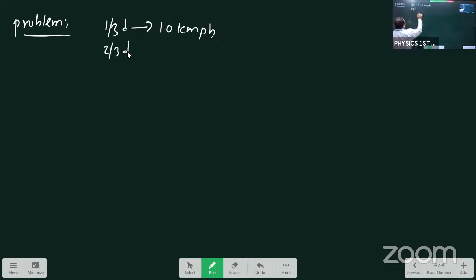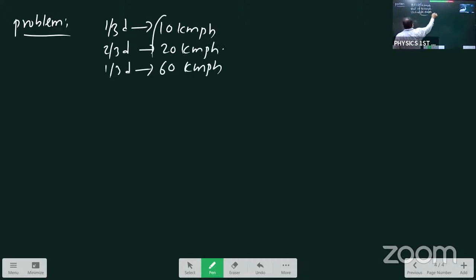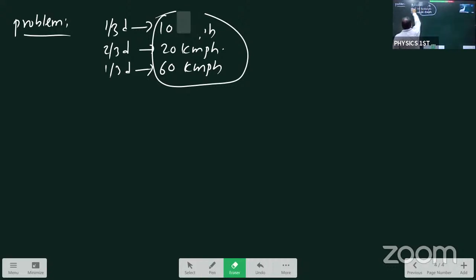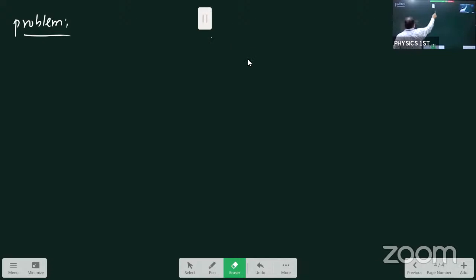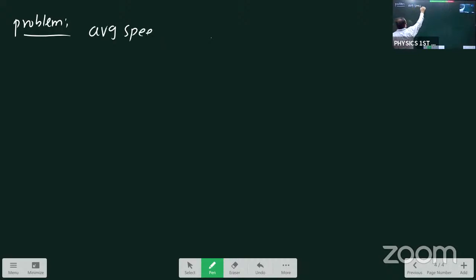2/3 of the total distance with 20 kmph. The last third with 60 kmph. So you concentrate on these words. First 10 kmph, second 20 kmph, last 60 kmph. From this data, what is the average speed of the car over the entire distance? So we want to calculate the mean, the average speed of the car in these 3 different spells.